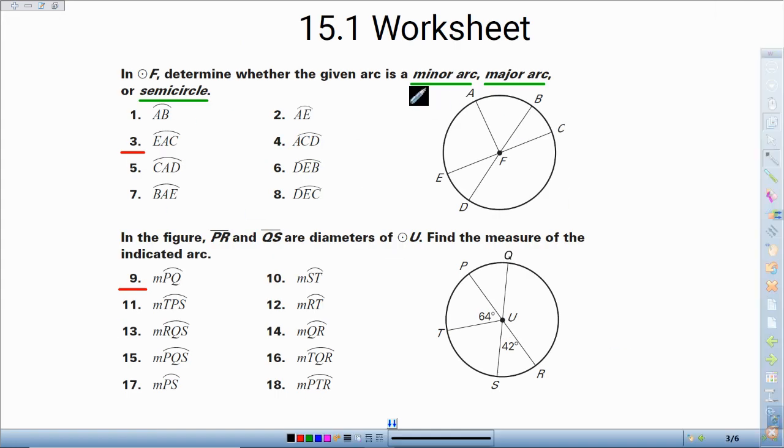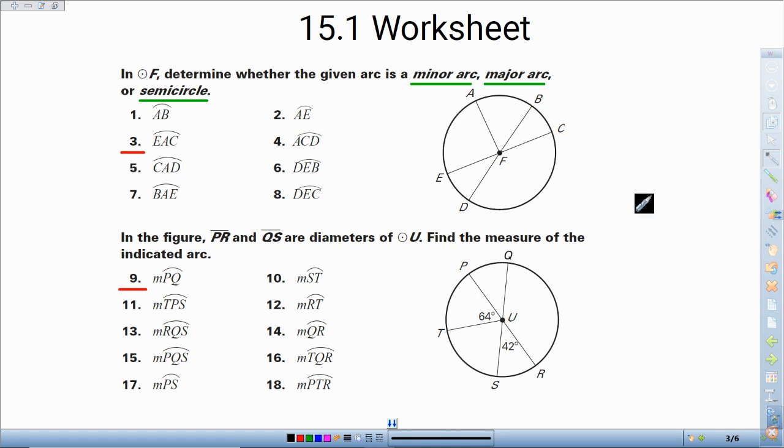The first section is just asking us if we have a major arc or a minor arc and a semicircle. All right. And remember it all revolves around 180. Minor arcs are less than 180, major greater than 180, semicircle equal to 180.